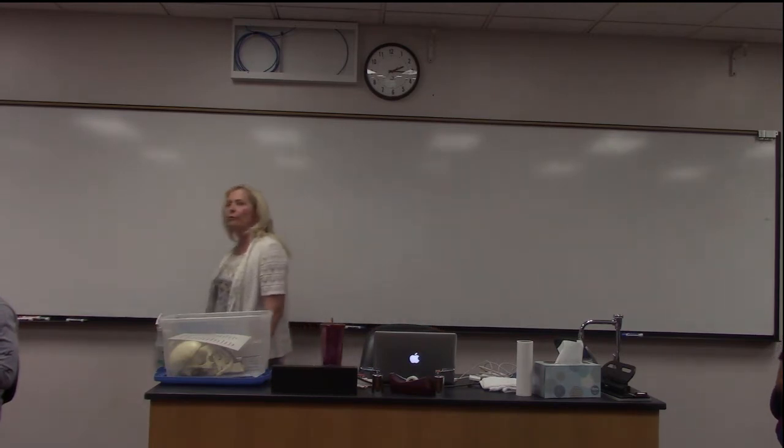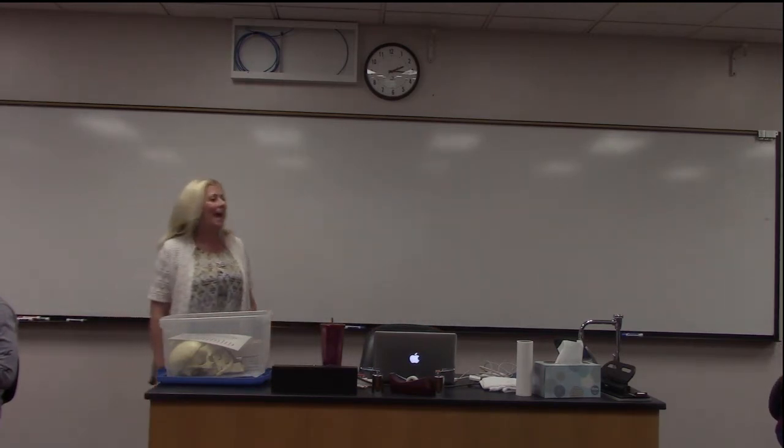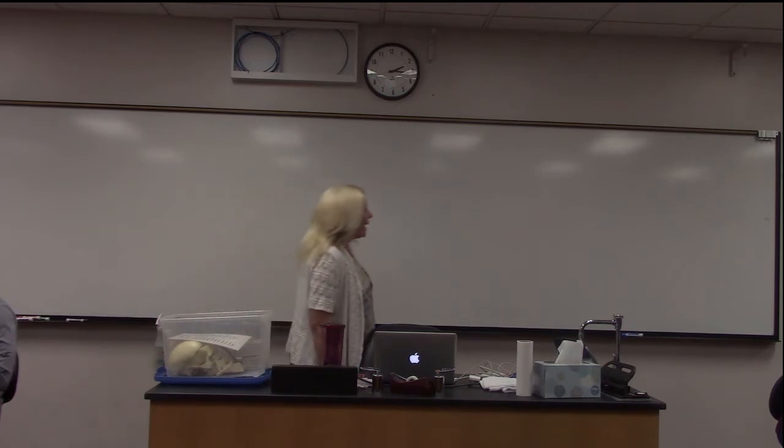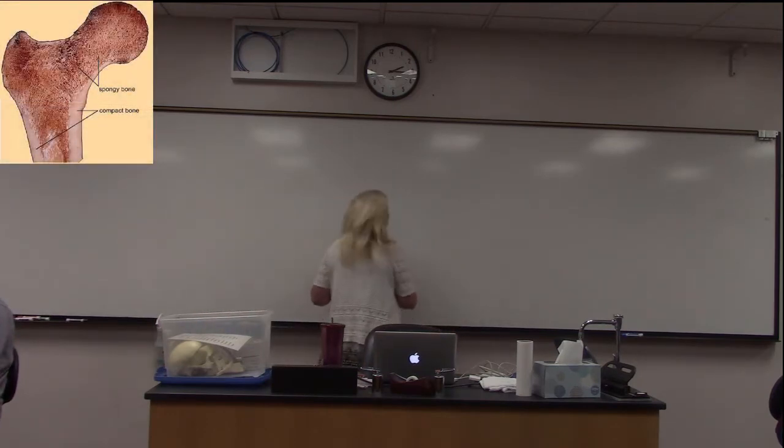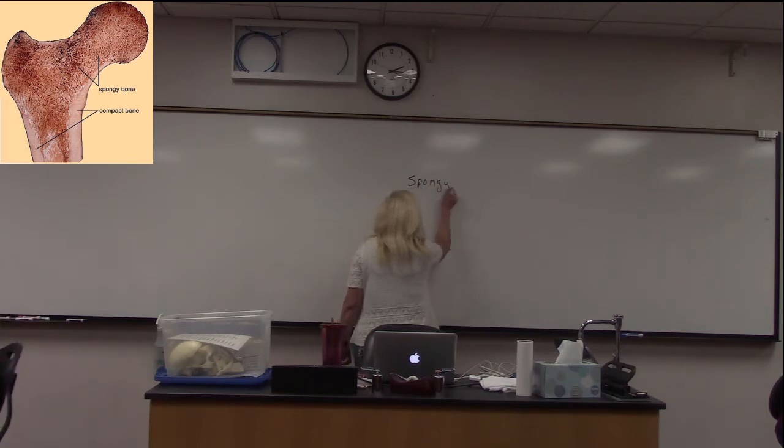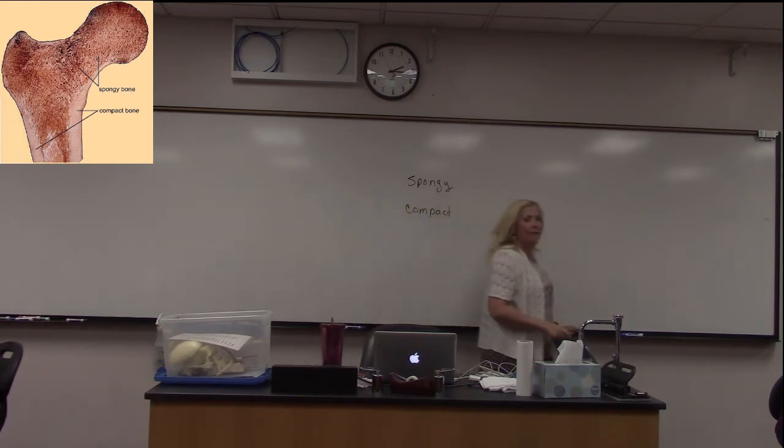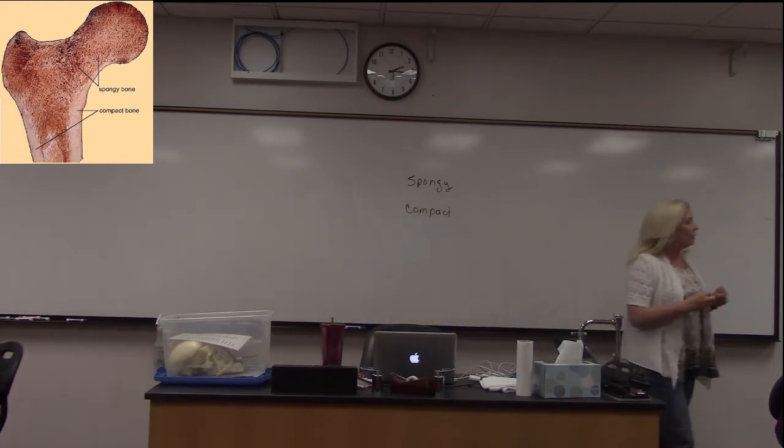So we're going to talk about the skeletal system today. Okay? So the first thing we're going to talk about is what's referred to as compact bone. We have two different types of bone. One is called spongy bone, and the other is compact bone. And they are given their names based on what they look like.